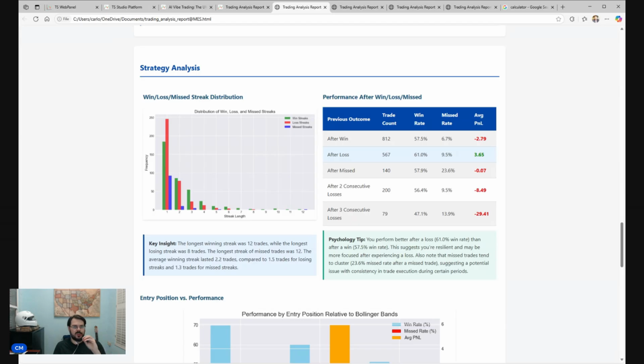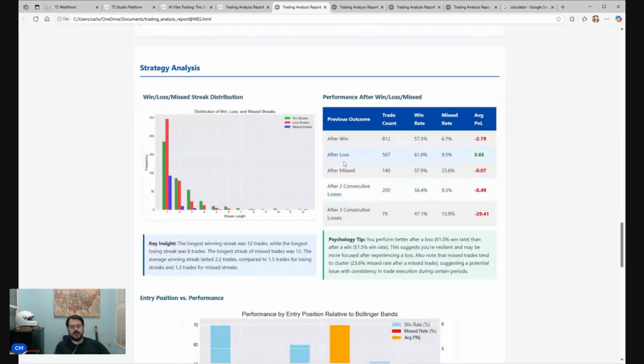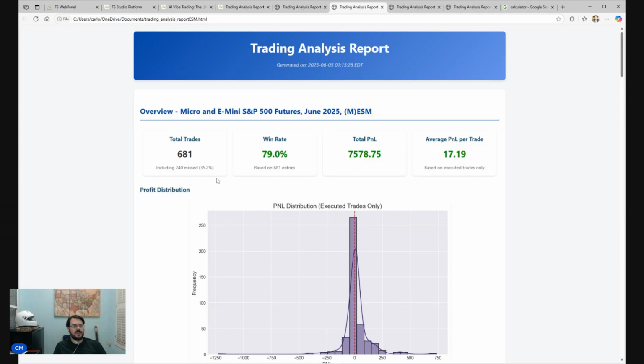And now I will show you the report that comes after this test. This is a test that we created before with a lot of different strategies. This one was one of those that was performing well with this bias. And here we have the performance for the June 2025 M series, the micro and mini trades altogether. In this report, we have 681 trades. The win rate was 79%. The total P&L, $7,500.